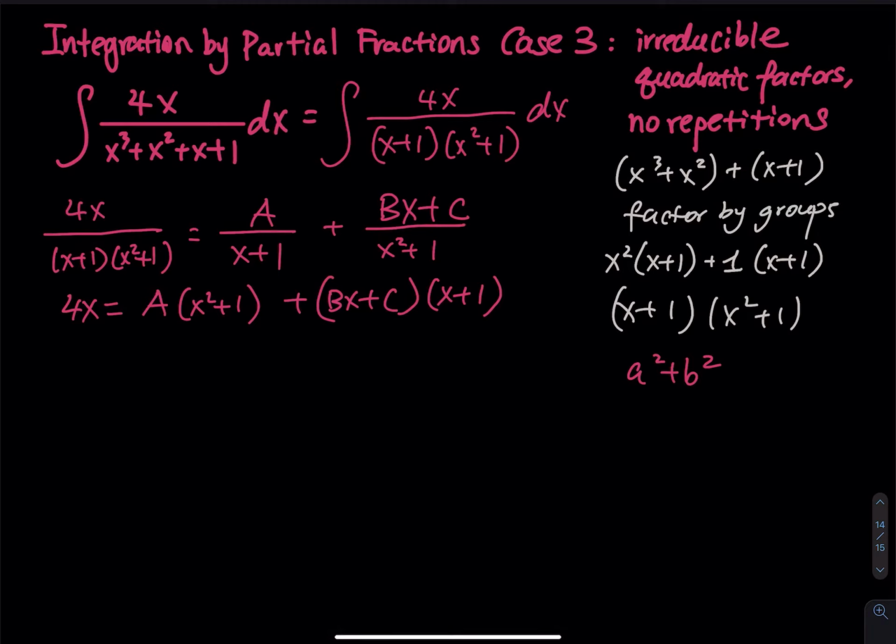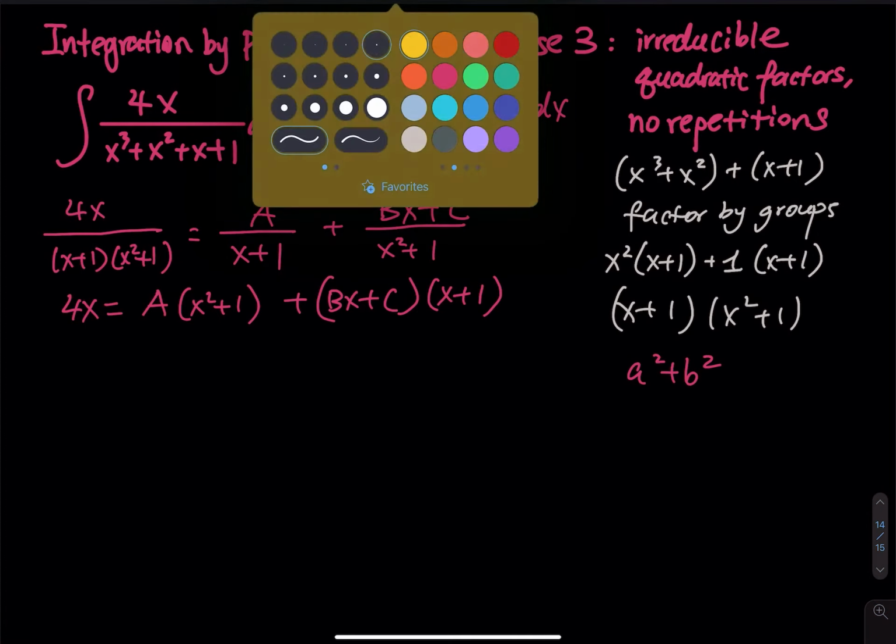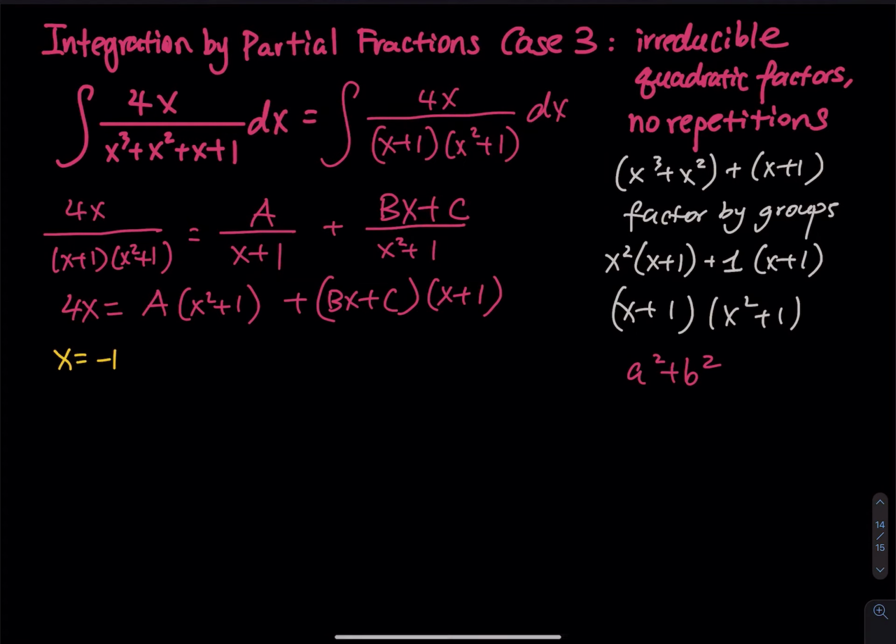Okay, so for this one you can use a convenient number by simply letting x equal -1. This will find the a for you. When x is equal to -1, -1 times 4 is equal to -4, and with x equal to -1, you get rid of the bx plus c. So you have 1 plus 1, so that will be 2a. So a is equal to -2. So that is the convenient number, and that's all we can do.